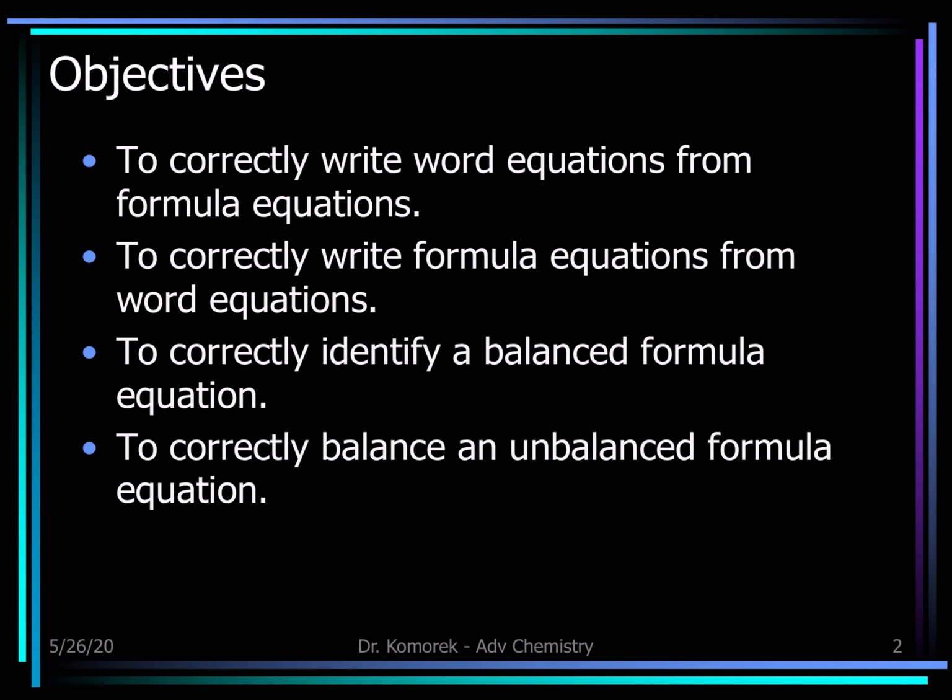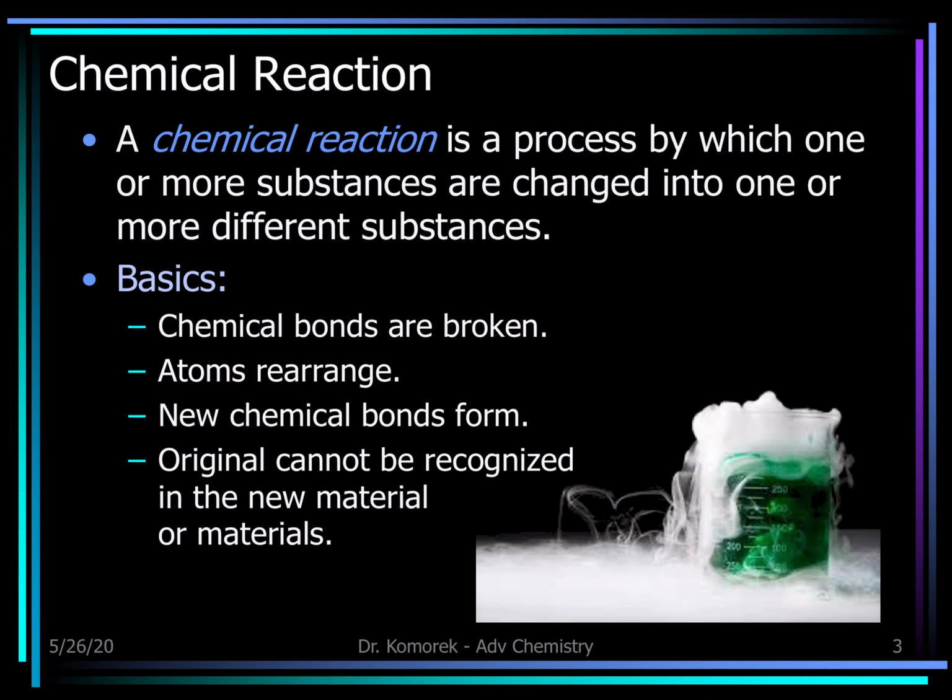We also will look to identify whether an equation that's written is balanced or unbalanced, and if it's unbalanced, to balance it properly. So we'll be looking at all of these things through the PowerPoint today. Beginning with a chemical reaction, which is another name for a chemical change, it is a process by which one or more substances are changed into one or more different substances. The basics behind this: chemical bonds within the compounds are broken, the atoms are shuffled or rearranged, and new bonds are formed between different atoms, creating new substances or new compounds.